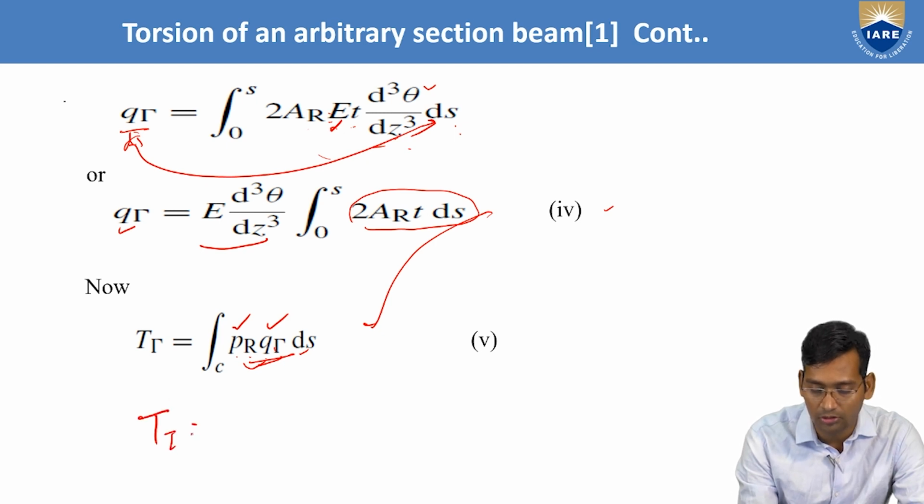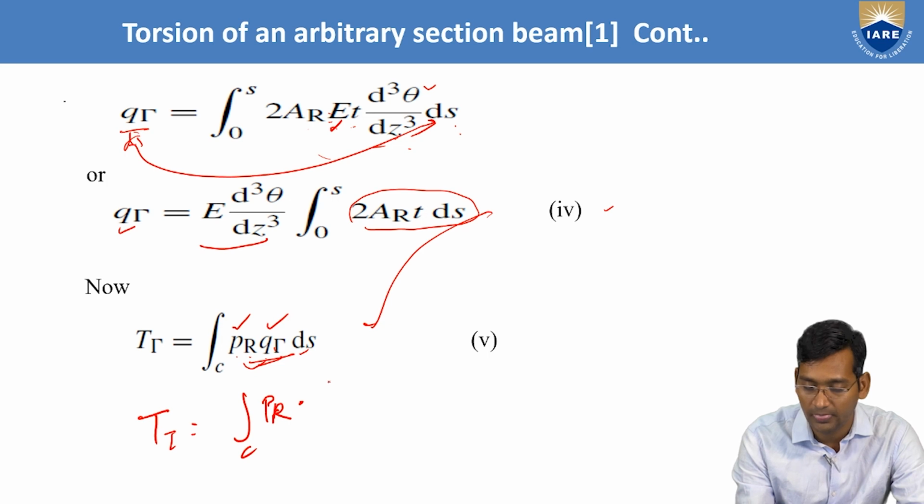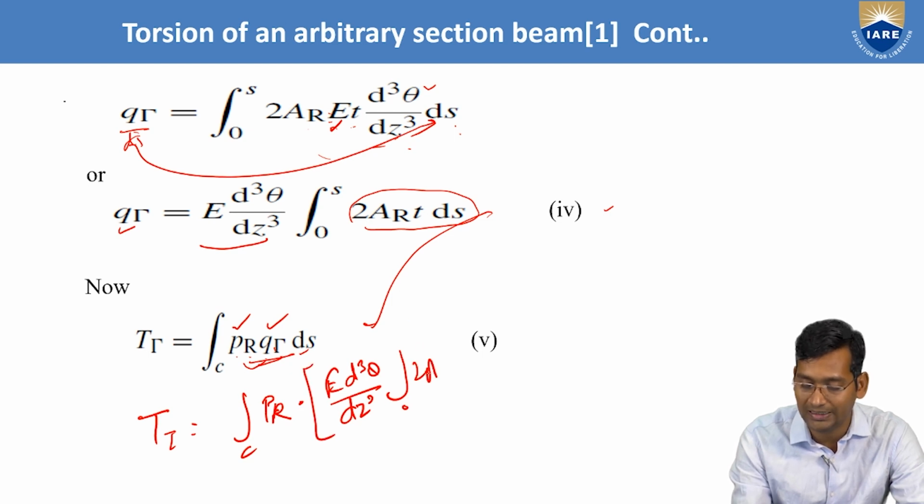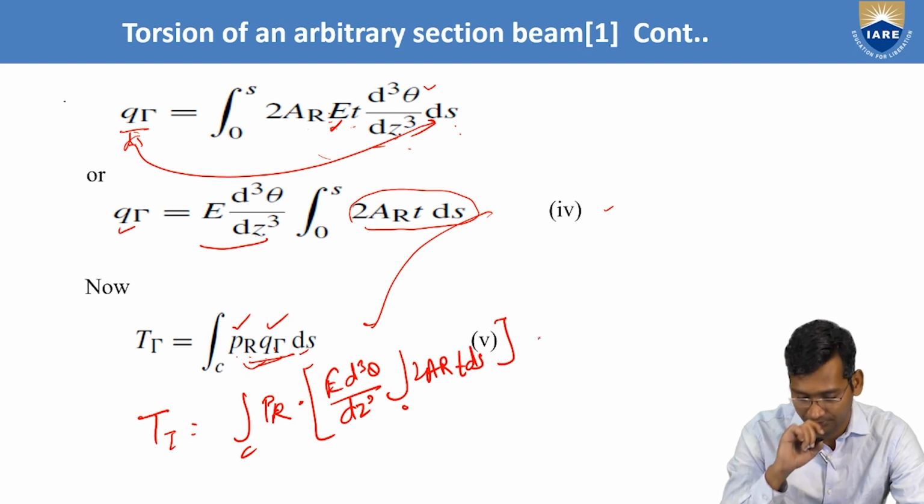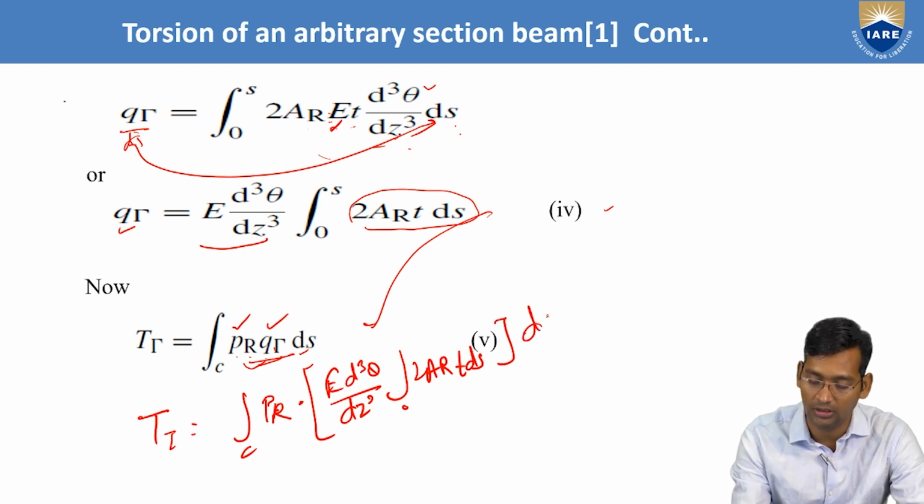T equals to C P R. Okay, q tau is this one. This whole thing into E dq theta by dz q, closed integral of this whole thing inside this one, 2AR T ds, this bracket close, into ds after substitution. For this we substituted this one. So this is our q tau.